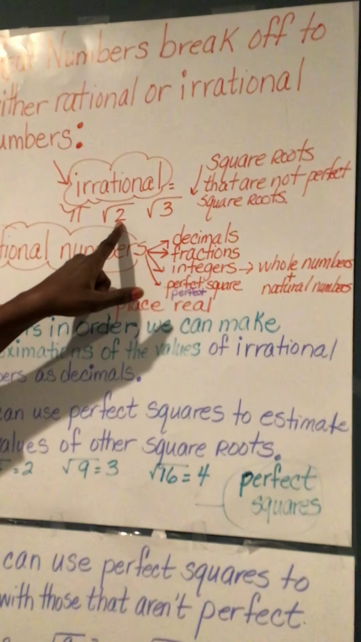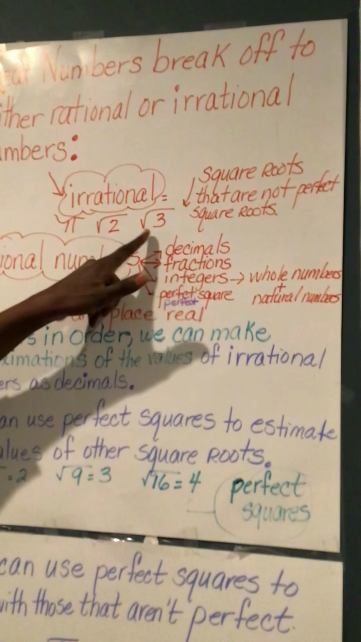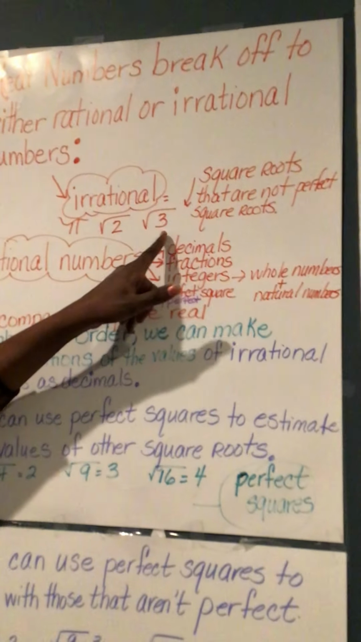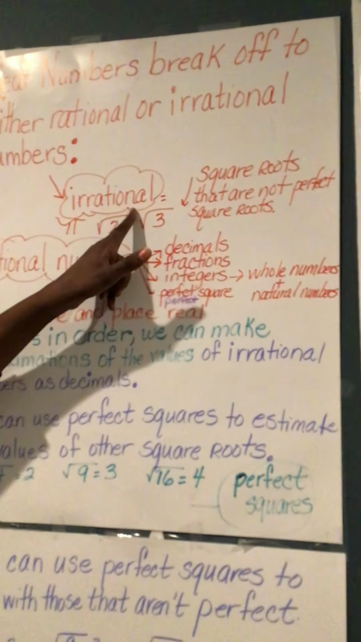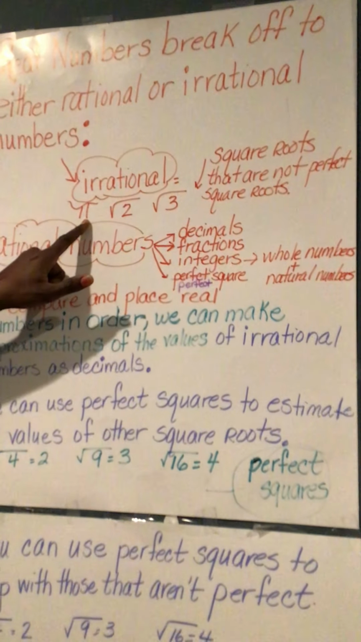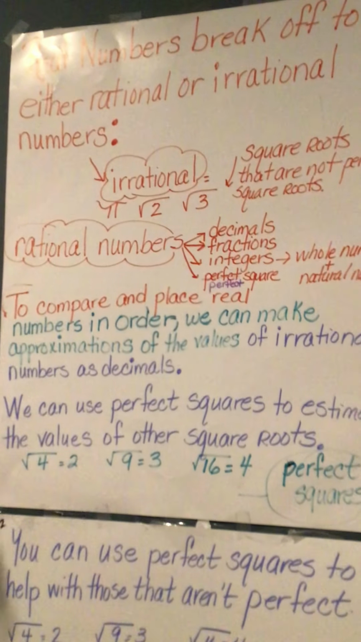I can't think of any two numbers that I can multiply together that will give me 2. I can't think of any two numbers that I can multiply together that will give me 3. So these are called irrational. We're going to talk a little bit more about pi, and I will be explaining why pi is irrational as well. But you do need to remember that.